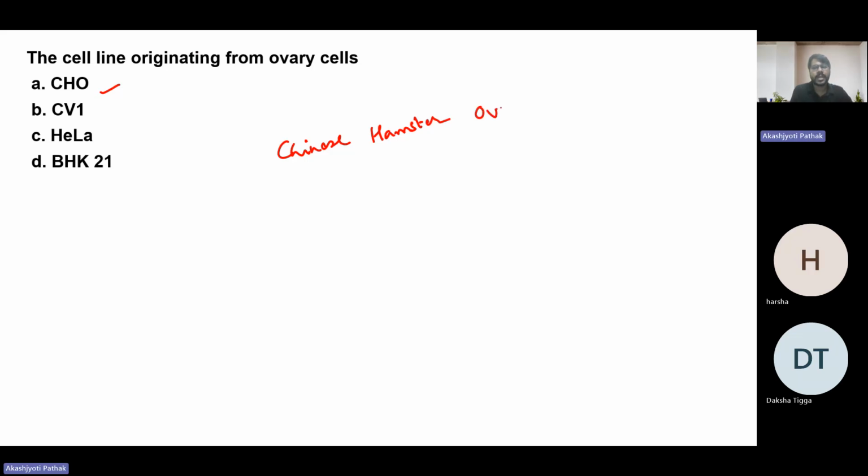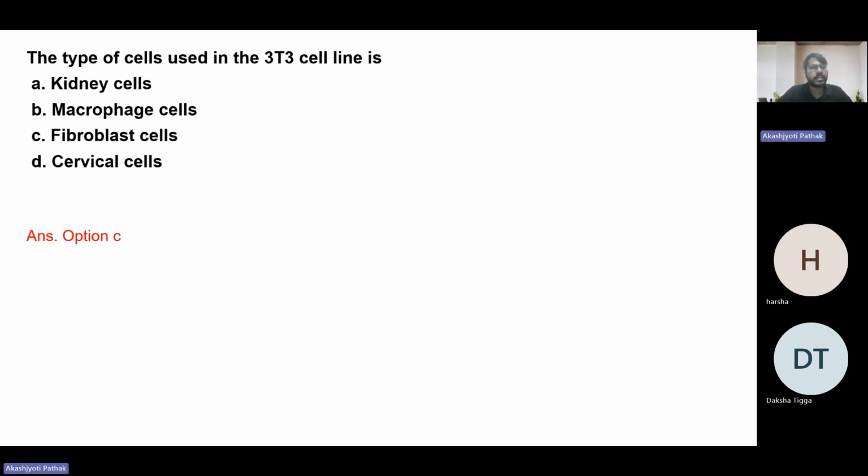So from the hamster, which is an animal, you have isolated the ovary cells, and that is called your CHO cell line. Okay, the type of cell used in 3T3. So these are things you need to remember, isn't it? This is of fibroblast origin. These are fibroblast cells basically.